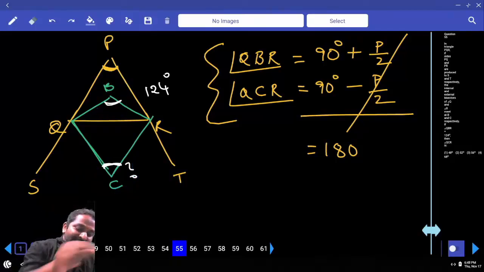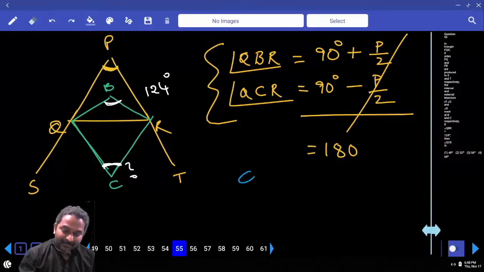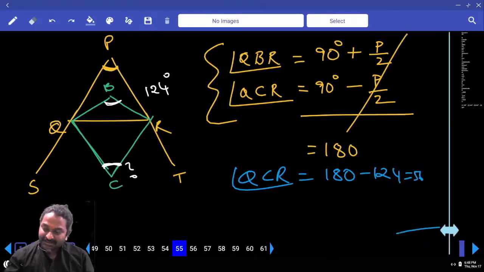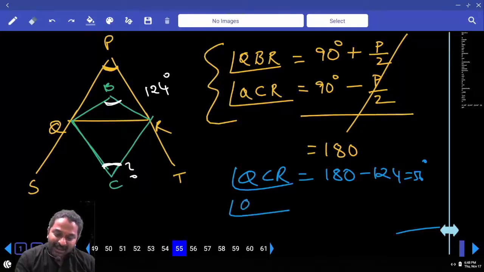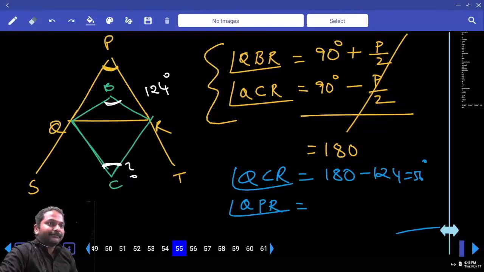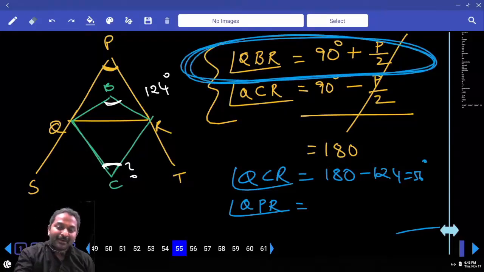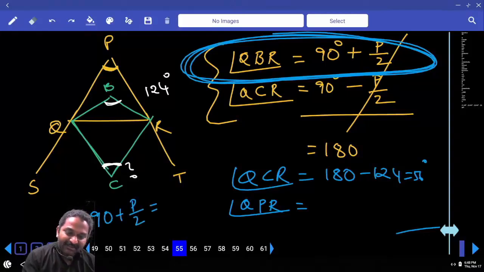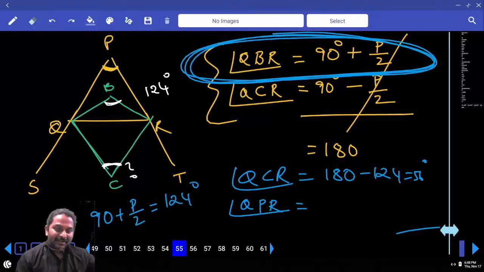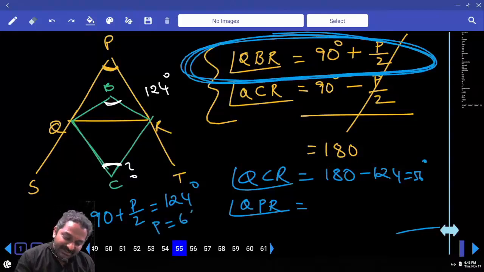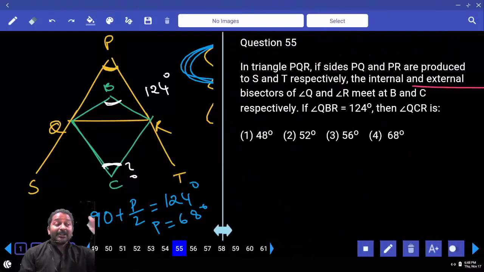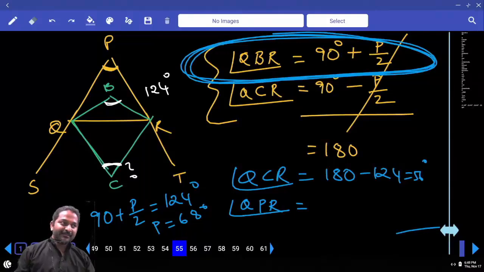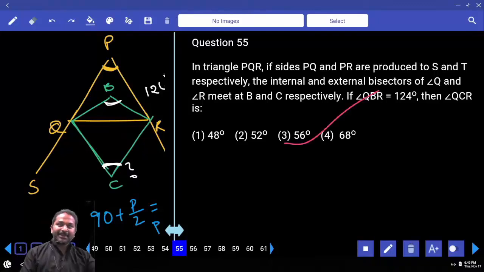And in the same question, what is the angle at C? Angle at Q, C, R. How much is that? 180 minus 124, which is equal to 56. Correct? In the same question, if they ask you to calculate angle QPR, how do you calculate? Use this statement. So 90 plus P by 2 is equal to 124. P by 2 is equal to 34. P is equal to 68. Understood? So they may ask you to calculate angle at P also in the same question. So finally, what is your answer for this question? 56 or 68? 56. Both options are there. 56 is the right answer. Angle at P is 68.